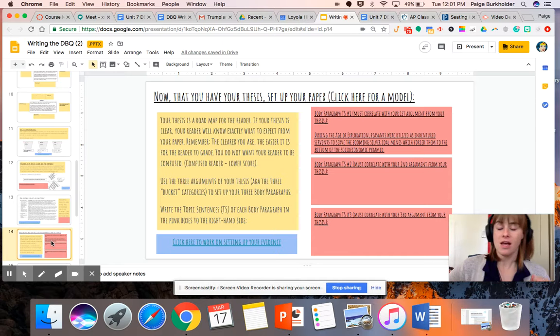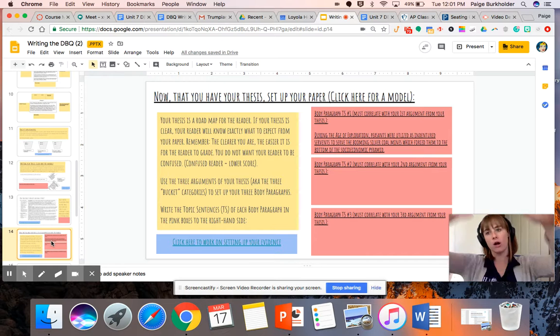Okay, so after you have your bucket categories, after you've written your thesis, you now can set up your body paragraphs. I always recommend starting with your topic sentences because you're setting up a roadmap for the reader. You're constantly reminding the reader, look, this is what I'm talking about. This is my argument. This is why this is important. So you have to keep indicating to them with these cues in your writing.